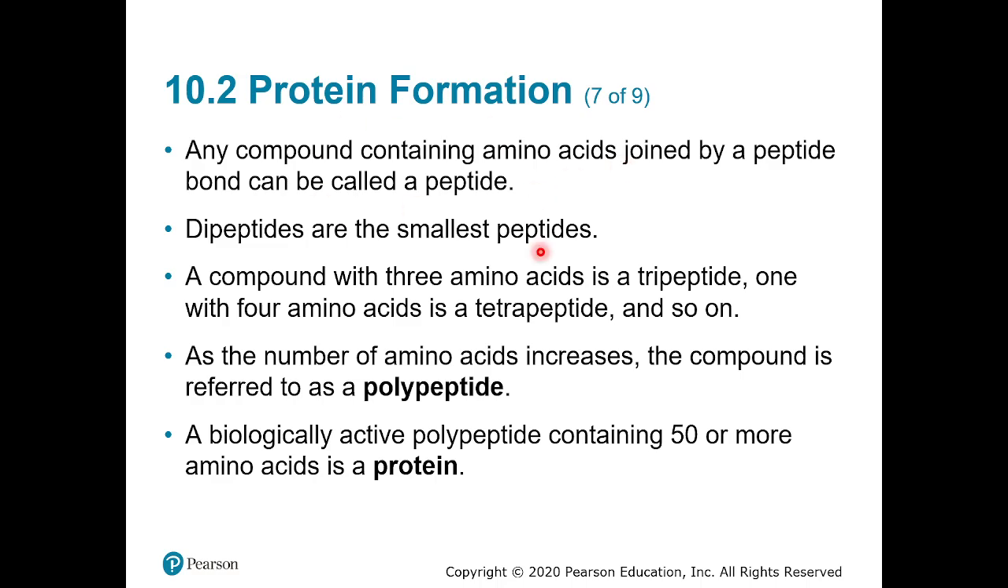So any compound containing amino acids joined by a peptide bond can be called a peptide, of course. Dipeptides are going to be your smallest peptides. Compounds with 3 amino acids are called tripeptides. 4 would be tetrapeptides, and you can actually go on and on with this.